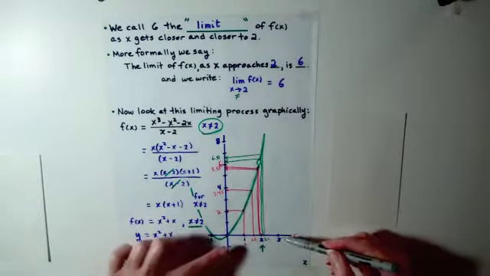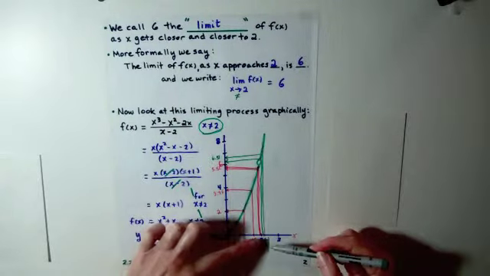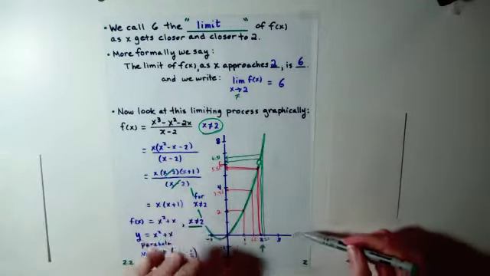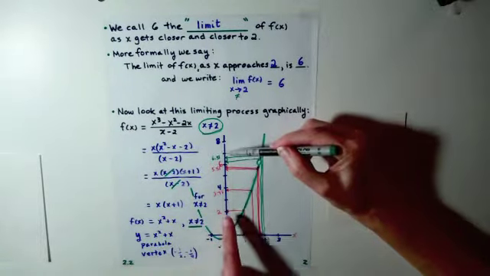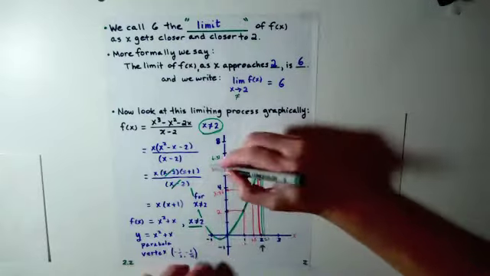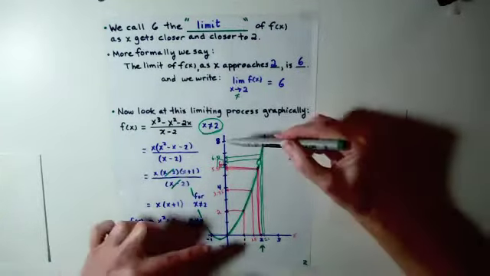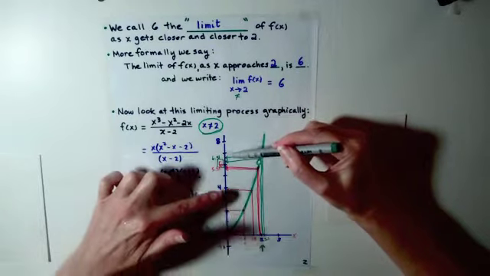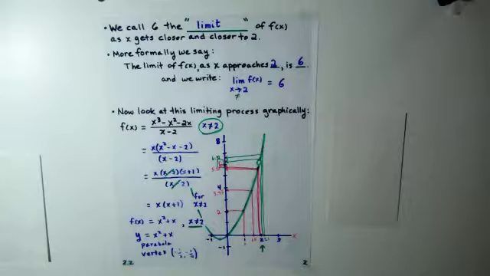So as the x values get closer and closer to 2 on the graph from both the left side, values less than 2, and the right side, values greater than 2, the closer my output values get to the number 6 on the y-axis. Sometimes we say that the y values are collecting around the number 6. They are collecting around that one single number 6 on the y-axis.